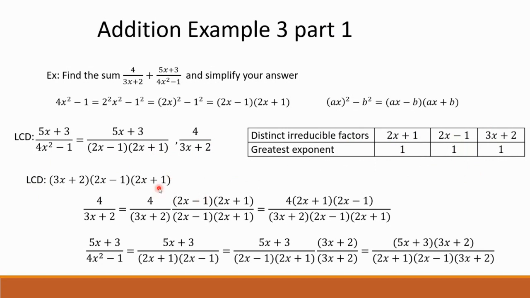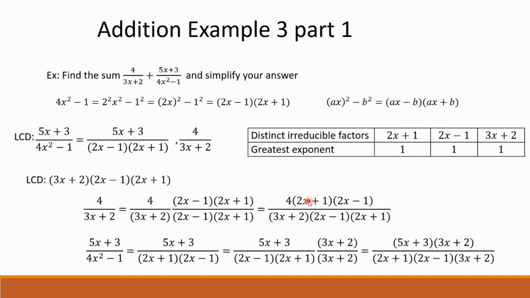Now, from here, we need the denominators to become this. These denominators must become the LCD. So for the 4 over 3x plus 2, we're missing something. We're missing 2x minus 1 times 2x plus 1. No big deal. Let's multiply it. But remember, what you do to the bottom, do to the top. As you can see, 2x minus 1, 2x plus 1.